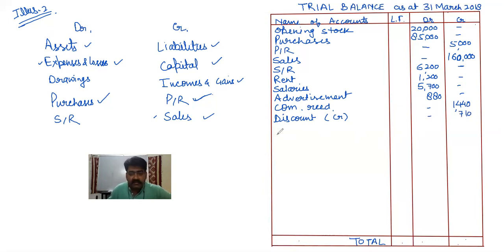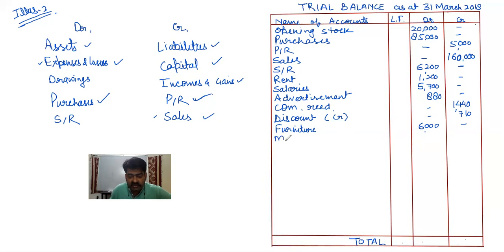After this, you see furniture is given. The amount of furniture is 6,000, and you know furniture is one of the assets. So balances of assets will come in the debit side. So 6,000 rupees will come in the debit column.